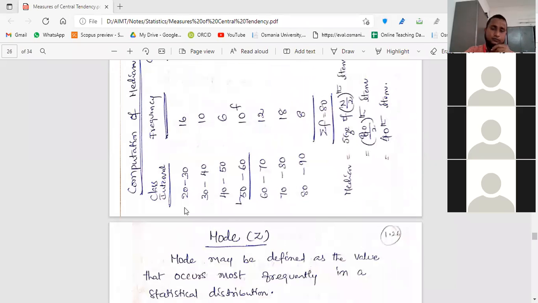See here, the class intervals we have written: 20-30, 30-40, 40-50, 50-60, 60-70, 70-80, 80-90. This is in horizontal way. Try to see it. Otherwise, I will reduce the control.